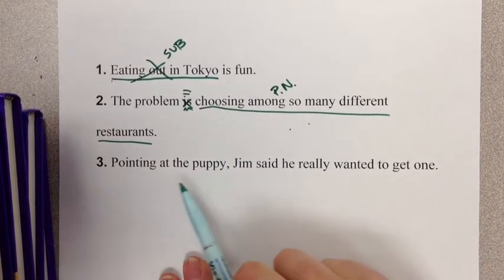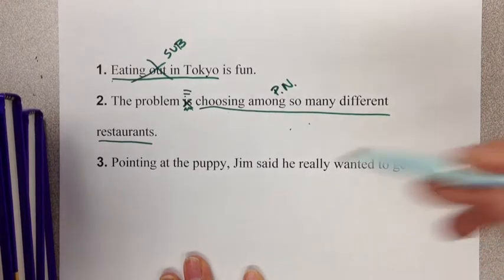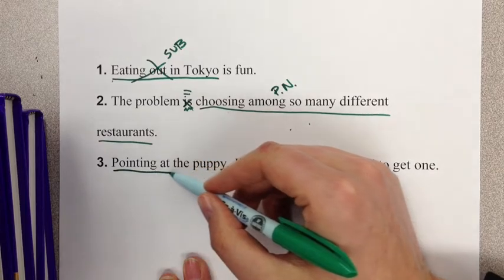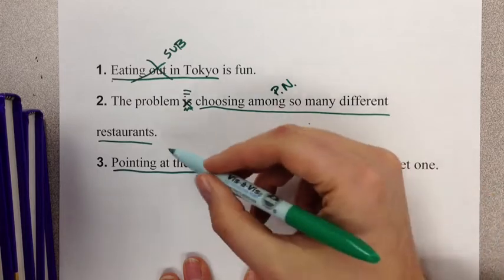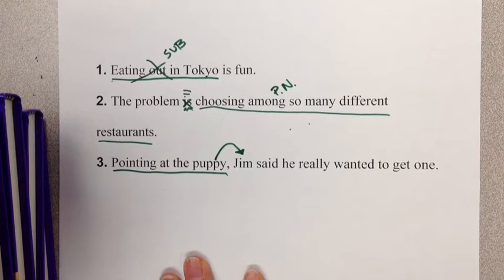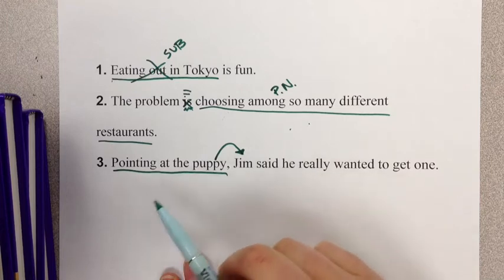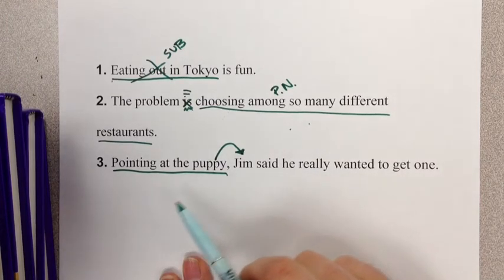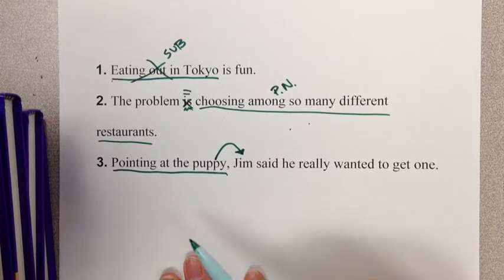Okay, 3. Pointing at the puppy, Jim said he really wanted to get one. So this sentence is trying to trick you. It's actively trying to trick you. They have purposely written the sentence in a way that suggests that it's a gerund. But actually, pointing at the puppy is a participle that describes Jim. And we know this for a couple of reasons. First of all, this is not one of the noun functions. This is not a subject, direct object, indirect object, object of the preposition, predicate nominative, you name it. This instead describes Jim a little bit.